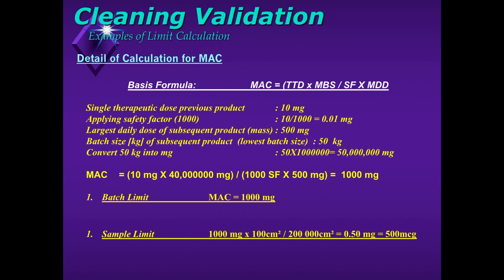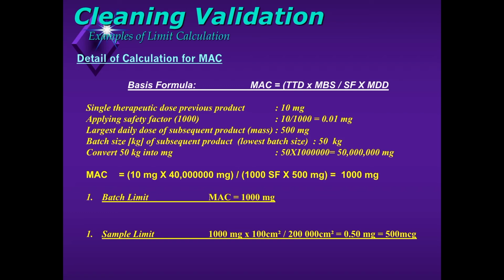Now I have put all the data into the formula. Here, single therapeutic dose of previous product is 10 milligram. I applied the safety factor, that is 1,000, and the largest daily dose of the subsequent product, that is the mass of this subsequent product, is 500 milligram. Batch size of the subsequent product, the lowest batch size, is 50 kg. Since everything is in milligrams, I have to convert 50 kg into milligram. So the batch size will come up to be 50 million milligrams.